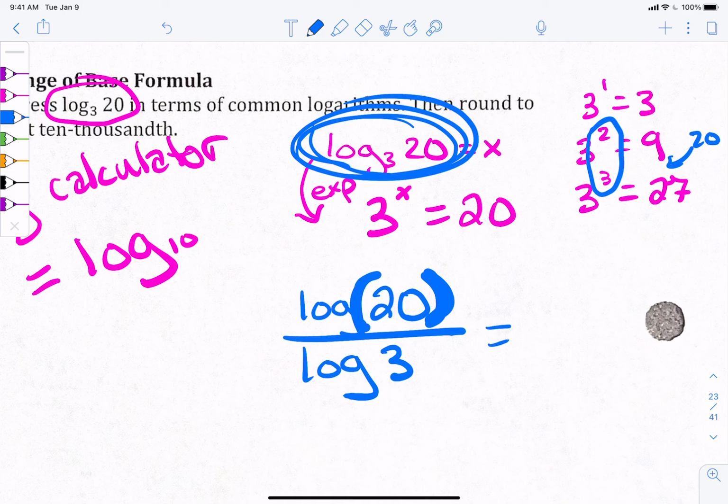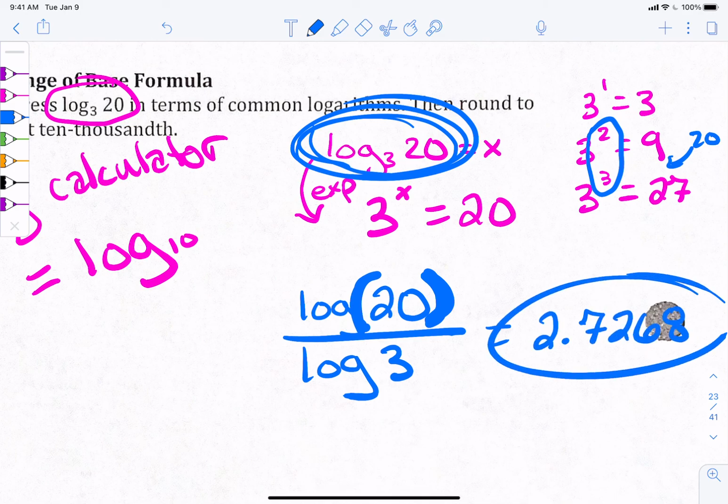Do that real quick. You should get, what did we say, 2 point something, right? Yeah, 2.7268. Perfect. We guessed that it was a number between 2 and 3, right? Didn't we say that? Because we guesstimated 3 to what power gives me 20? It's got to be between 2 and 3. Okay? That's how you change the base. Really quick and easy, right? It's just a fraction now, but they're in base 10s. Yeah? Good? Okay, that's it.